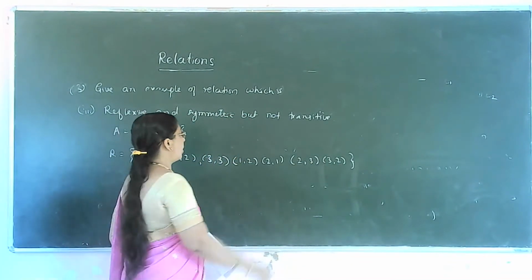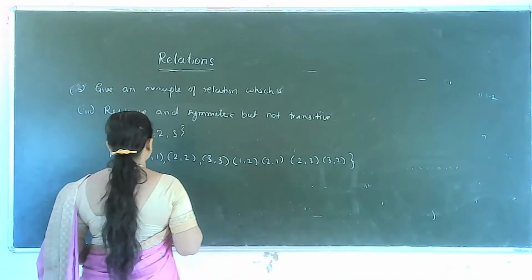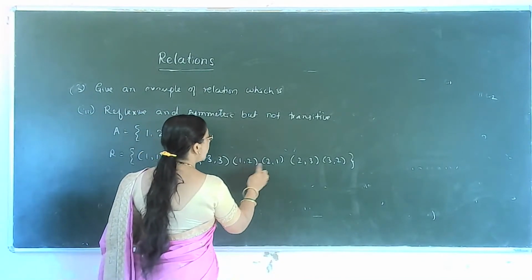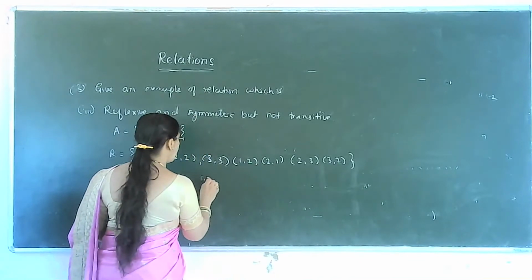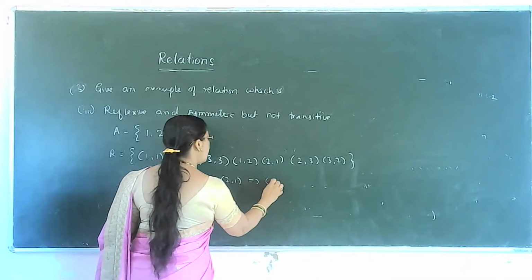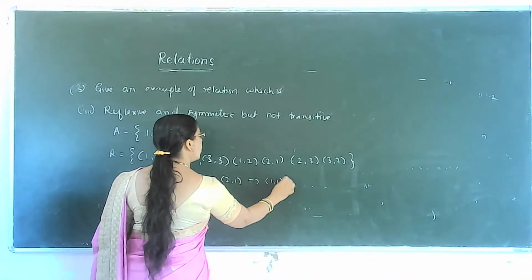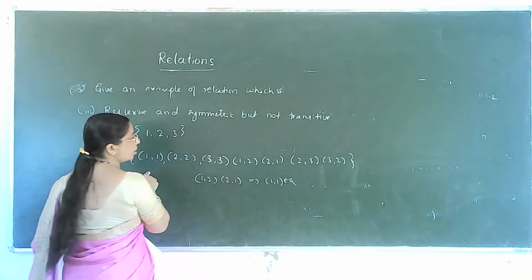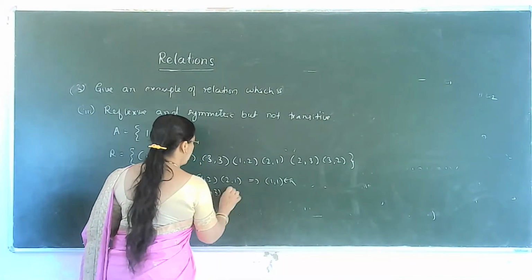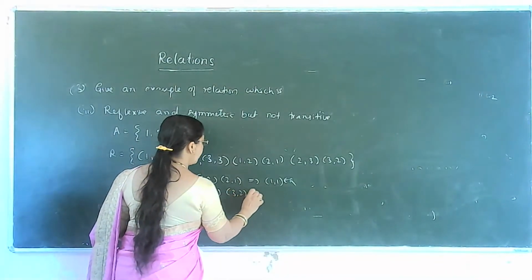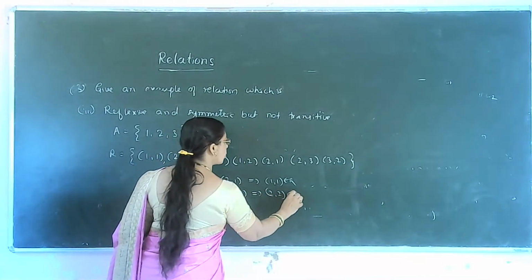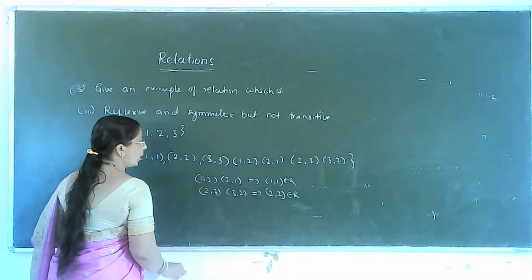Therefore, it's symmetric. But transitive, not transitive. How is it not transitive? Here, (1,2) is there, (2,1) is there, that implies (1,1) belongs to R. It is transitive. Then (2,3) is there, (3,2) is also there, that implies (2,2) also belongs to R.